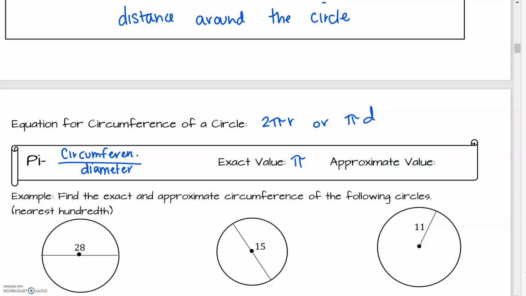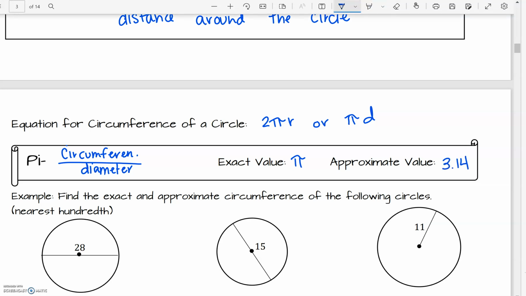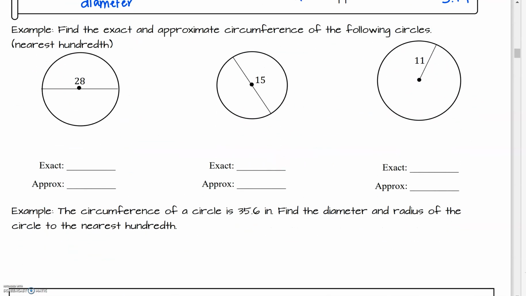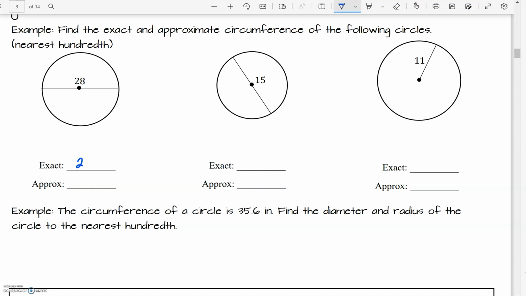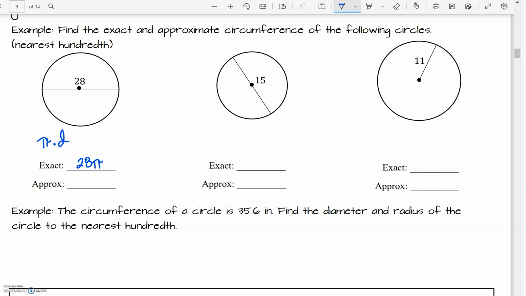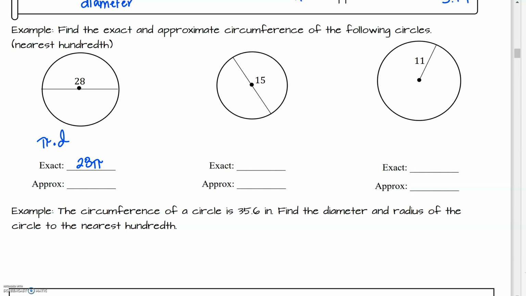But we use that approximate 3.14 if we're doing the approximate value. But always want to try and use your pi button because that's going to give you the most accurate. So the exact answer is going to be 28 pi for this one for the circumference because again, it is pi times diameter if you have it. And so 28 we write first, then the pi behind it for our exact. Approximately, what we would do is type in 28 times pi in our calculator using the pi button and hit enter. And we would get 87.96 rounding to the nearest hundredth, which is 2 numbers after the decimal.